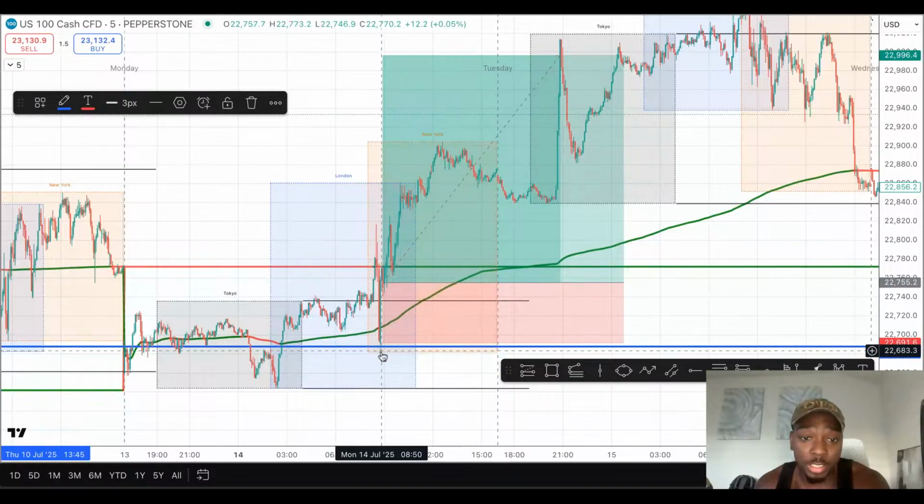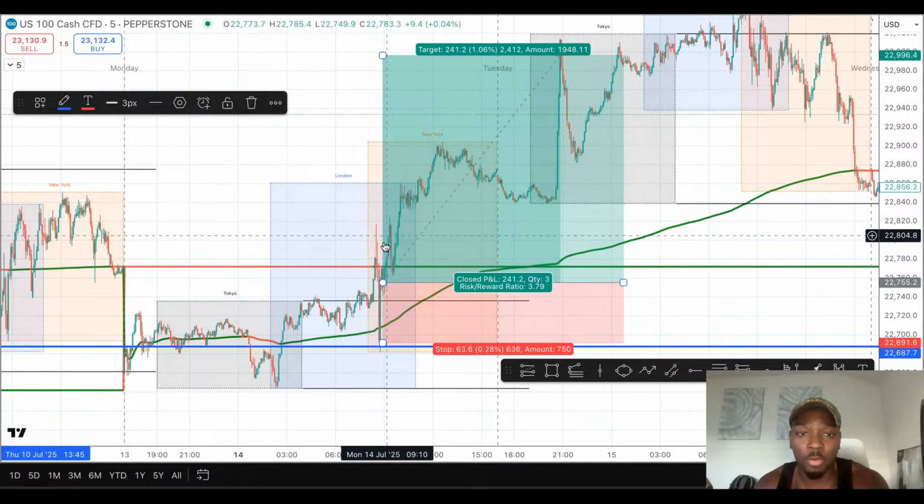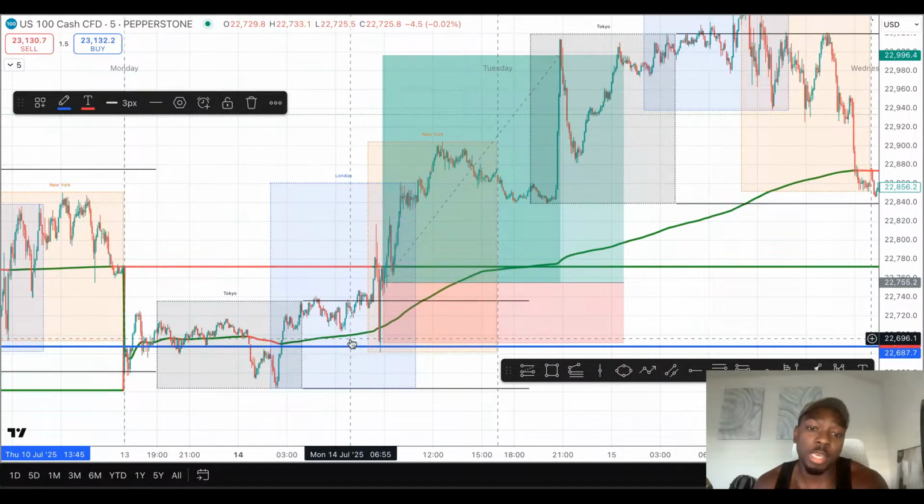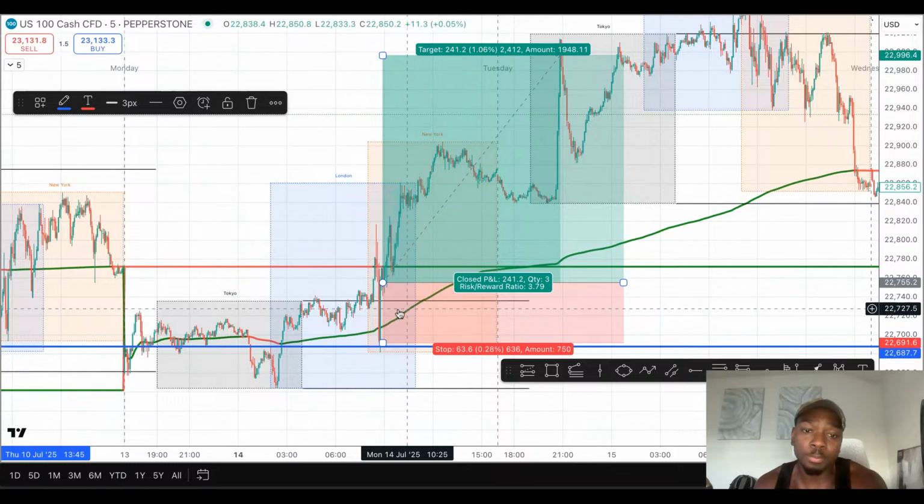So like I said, it touched that value area low. It literally wicked there and then it came off of it. So that institutional candle came down, boom, hit that. You see that it didn't close below the VWAP.